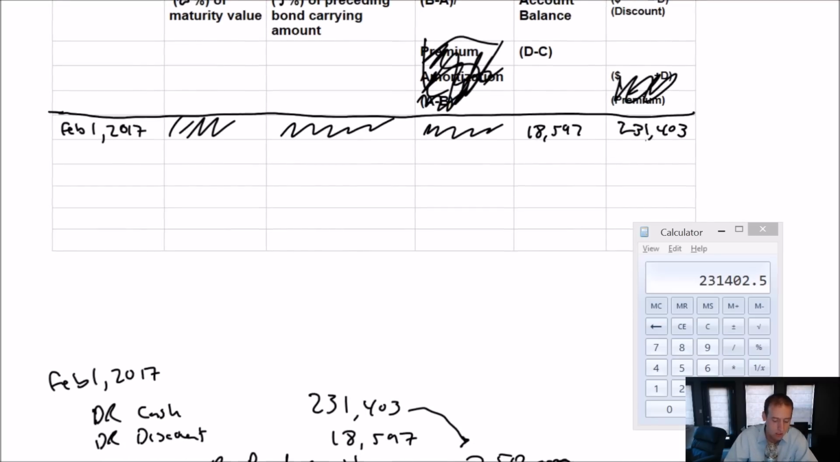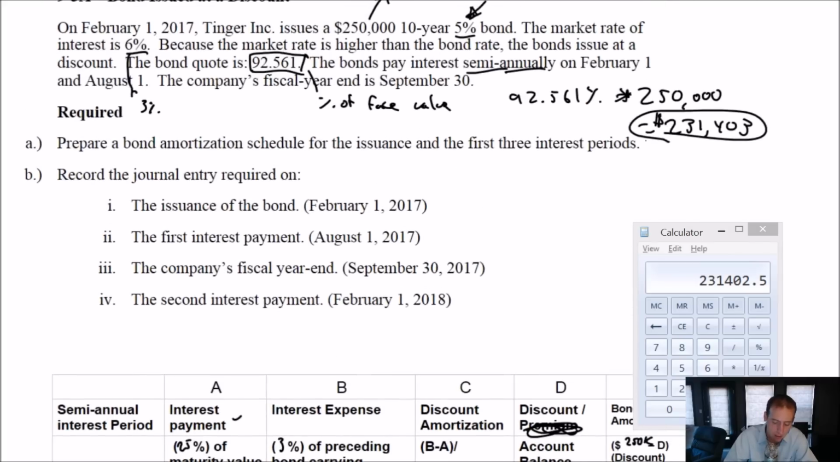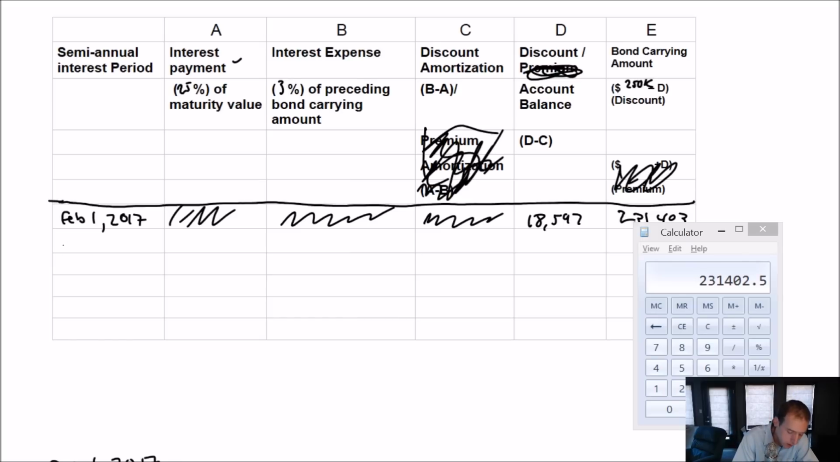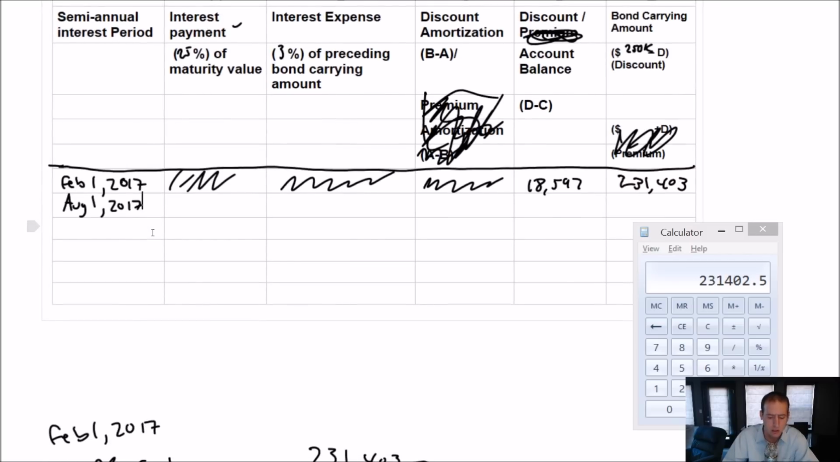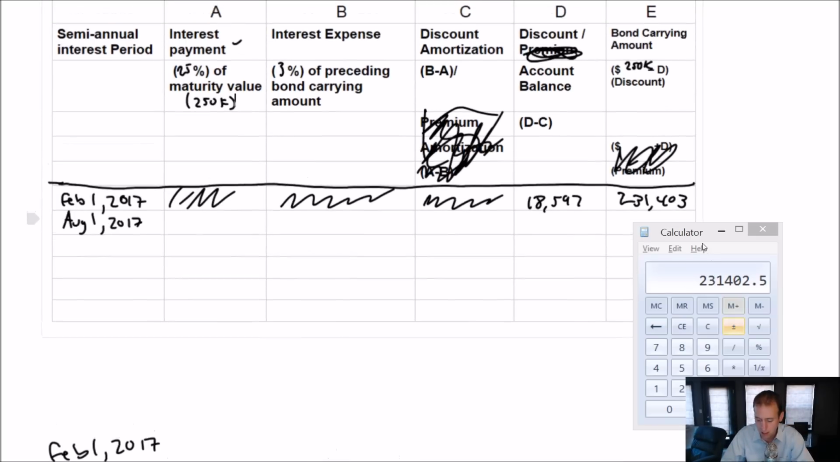Okay, let's do the next bond payment. And I think we'll have a better picture here. So it's August 1st, 2017. We make a payment. What's the payment? It says 2.5% of the maturity value. The maturity value in our bonds case is $250,000. So 2.5% of $250,000. Let's do the math. 250 times 0.025, 6,250. That is 2.5% of our maturity value.